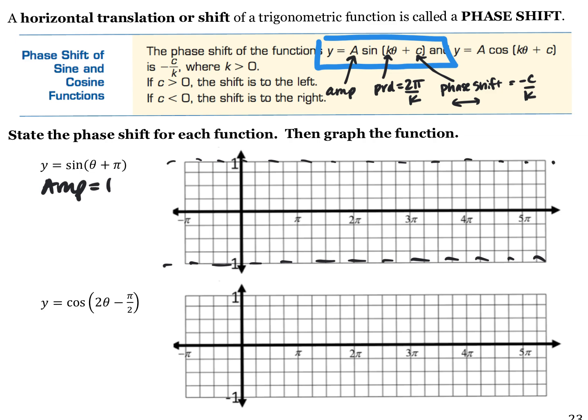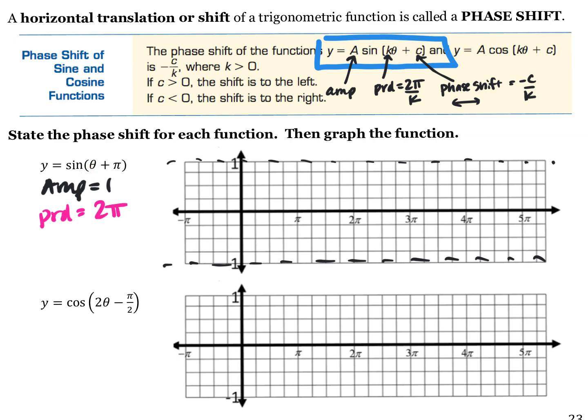What about the period? The period is always 2 pi over K. Look where K is. K is in front of my theta. What's my K here? It's just 1, right? So what's my period? 2 pi.